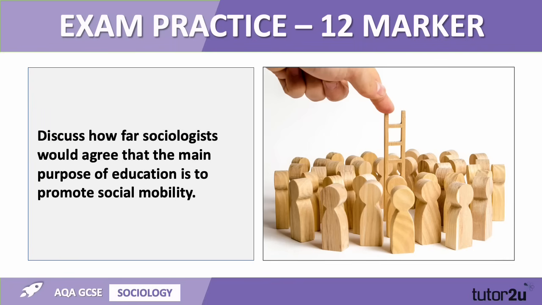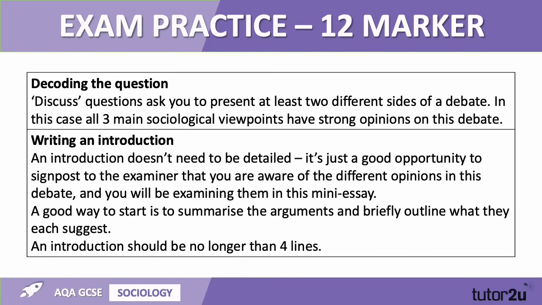So we're going to end this session by looking at a couple of 12-marker questions. Here is our first one. Discuss how far sociologists would agree that the main purpose of education is to promote social mobility. Okay, so how do we tackle this question? Well, we start off by decoding the question. Discuss questions ask you to present at least 2 different sides of a debate. In this case, all 3 main sociological viewpoints have strong opinions on this debate, so you can actually present 3 of them here.